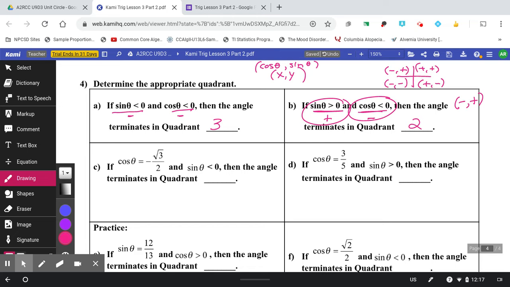All right, here our cosine, or our x, is negative. Doesn't really matter that it's radical 3 over 2. Our sine is also negative, so here we have the double negatives again, so that's quadrant 3. Here the cosine is positive, or your x is positive, and your sine is positive, and they're both, the x and the y, are only positive in quadrant 1. And that's it for this lesson. So you can go on. There's just a couple of practice left, and then you'll be done with this lesson.